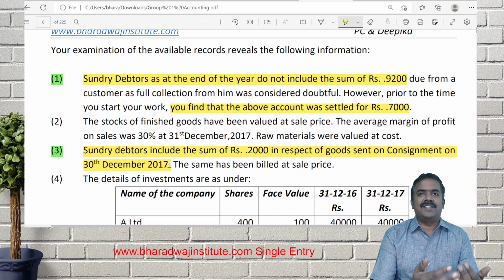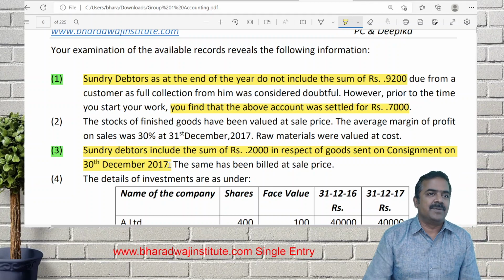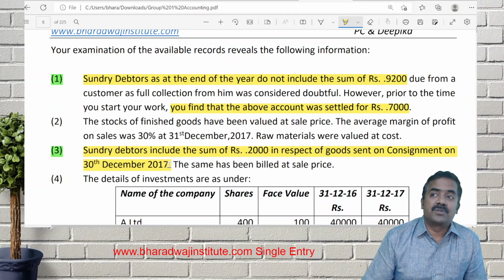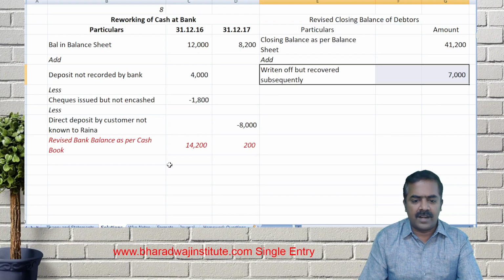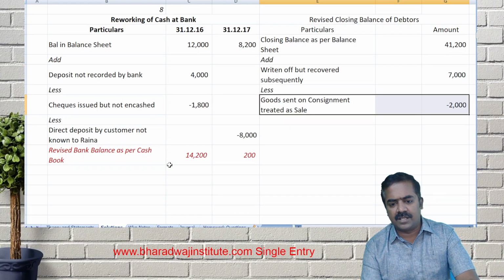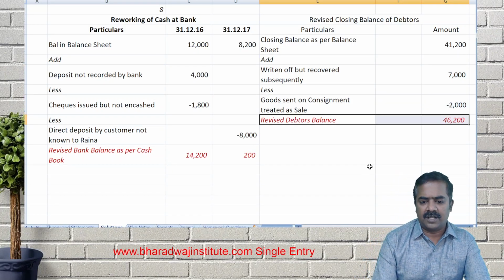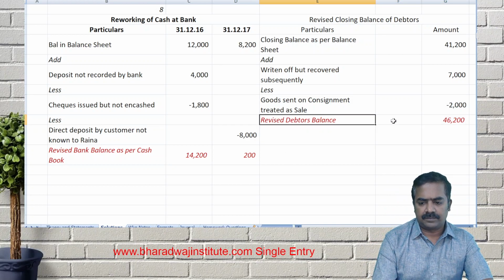No. He is just receiving the goods. If he sells, he will get the commission. Otherwise, who is the owner of those goods? We are the owner of those goods. So that cannot be included. So, agent cannot be included in debtors balance. Eliminate the agent wrongly included, the 2000. Eliminate it, you will get what? Revised balance of debtors.